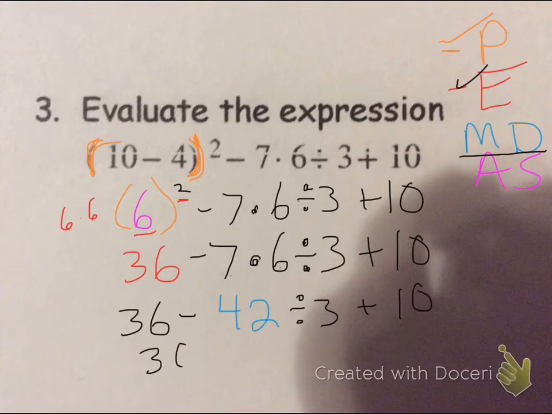And now I'm going to do it again. 36 minus, and now 42 divided by 3. Let's see here. 42, 3 goes into 4 once. 1 times 3 is 3. That leaves a 12, and that'd be 4. 4 times 3 is 12. All right, so 42 divided by 3 is 14. Write the rest of my problem, plus 10.